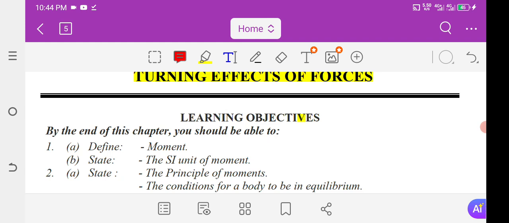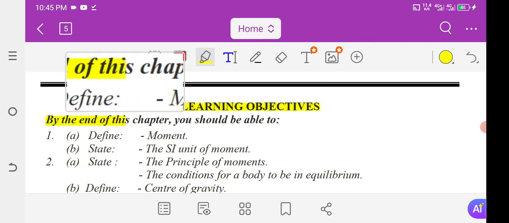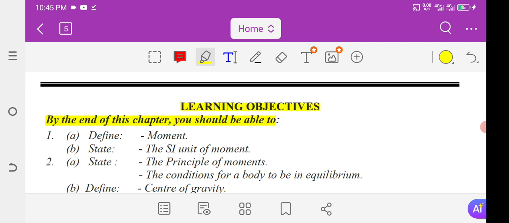By the end of this topic, we expect you to be able to define the term moment of a force, state the SI unit of moment of a force, state the principle of moments, and state the conditions for a body to be in equilibrium or in a balanced state.